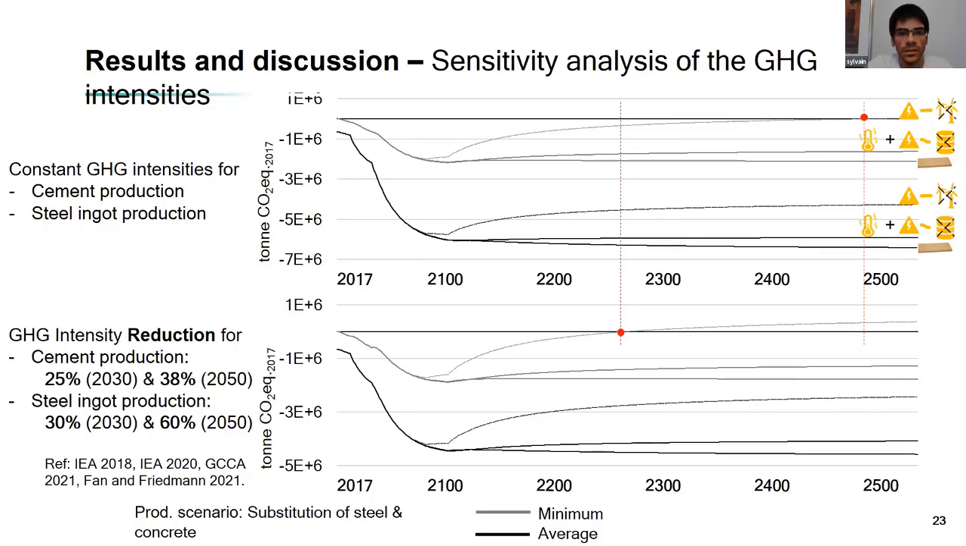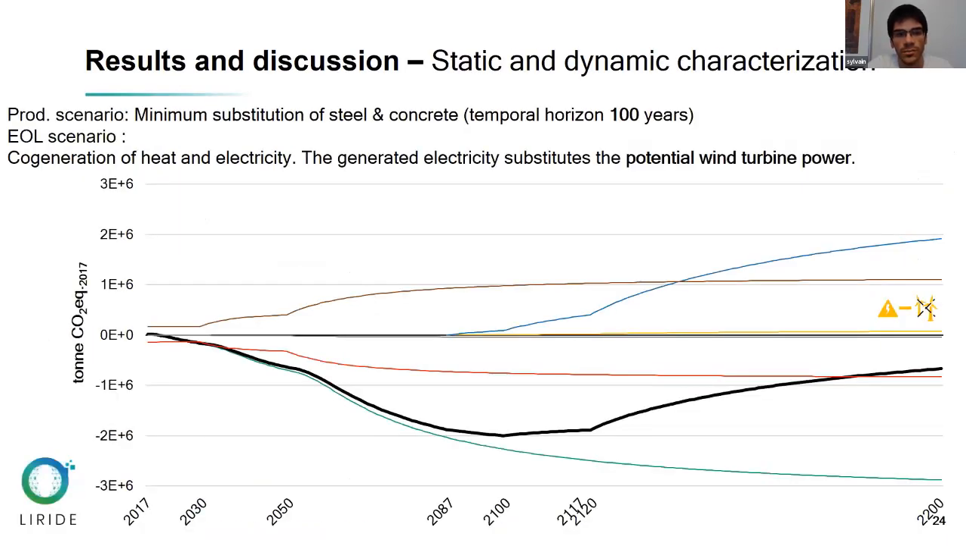So in the next slide, I would like to say some words about the dynamic assessment. So here it is the scenario for which there is less benefit in increasing the use of wood in the non-residential structure, and the black curve is the total dynamic assessment. So in the next slide, we can see that the static result gives the opposite conclusion because it is not able to consider the time gap between the biogenic carbon sequestration and the biogenic release.